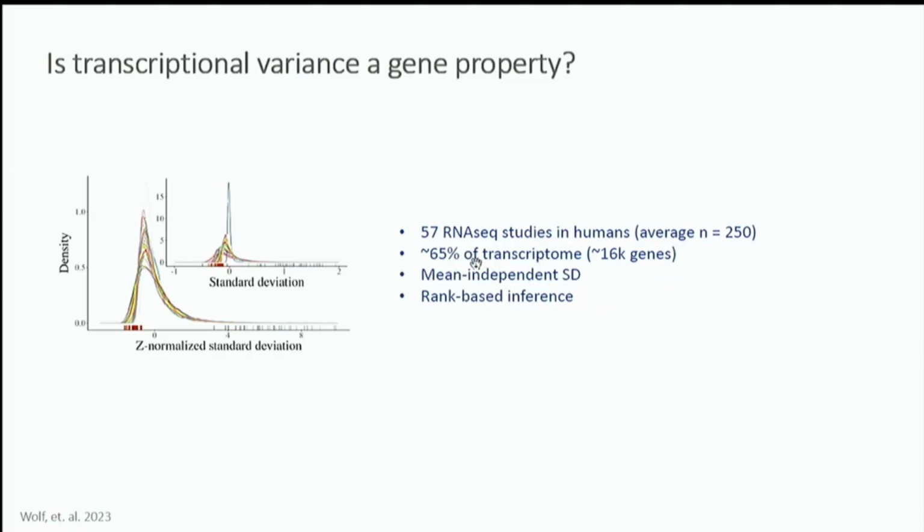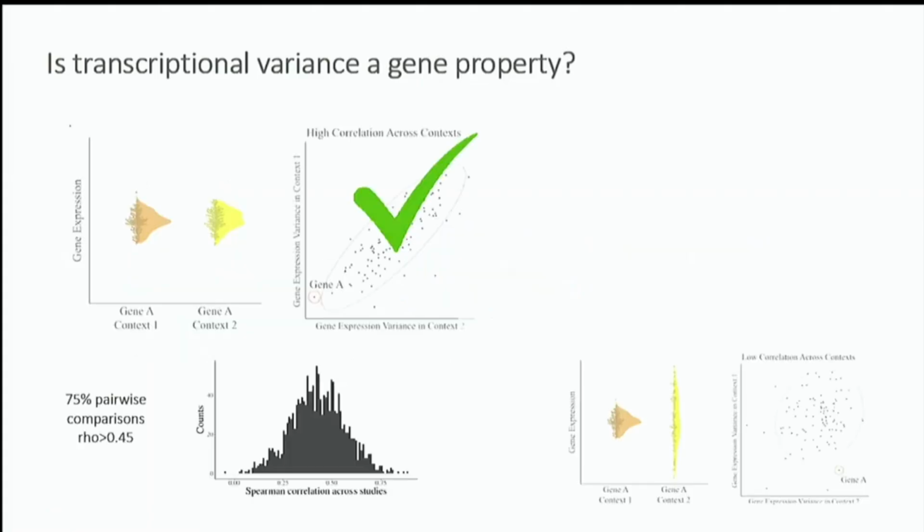I'm happy to discuss this, but you use mean independent estimation of variance because mean and variance are correlated in RNA-seq data. And everything I'm going to tell you is based on ranks: what is most variable, what is least variable, not on the absolute variance estimation. So what we did is a rank correlation between every single pair of studies. These are 57 studies against each other, and I'm showing you here the distribution of the Spearman correlation across every study.